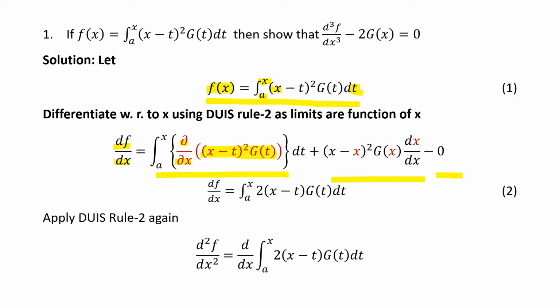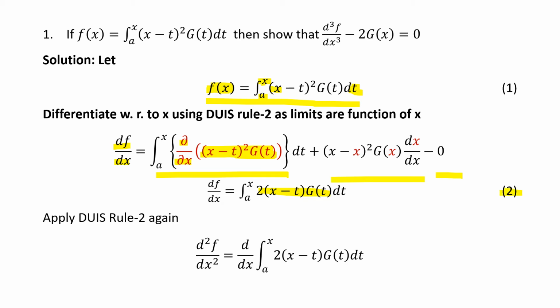Okay, so now the derivative of (x minus t) whole square is 2 into (x minus t) g of t, and dt as it is. Okay, x minus x we are getting here, so this term is also 0 and the third term was already 0. So we got here only this term, that is df by dx. Let's assume it is your second equation.